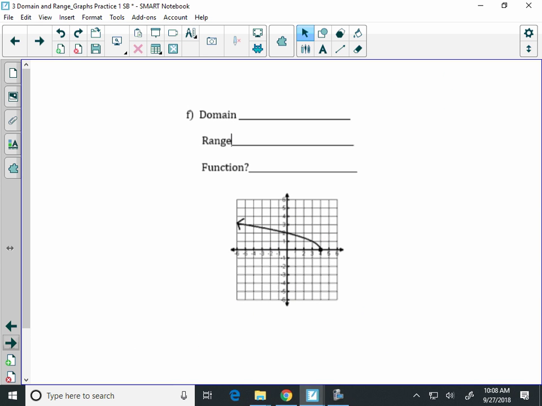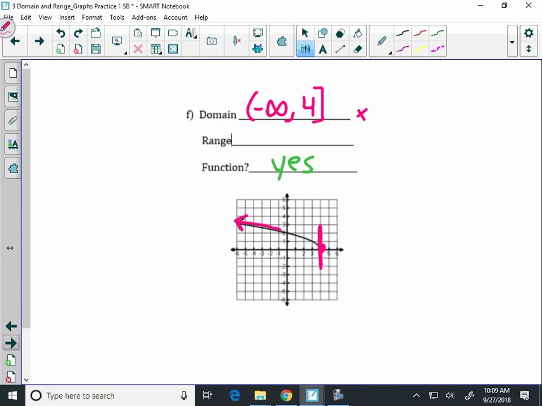All right, last one for this practice here. This function here. It is a function because any vertical line only crosses one time. It passes the vertical line test. The domain, again, that's your x's. I always go from left to right. There's an arrow going towards the left forever, which means it is going to -infinity, which always gets a parenthesis. When I come to the right here, notice there's a closed dot, and my graph stops at 4. So your graph does not go past 4, and since there's a closed dot, you're going to put a square bracket.